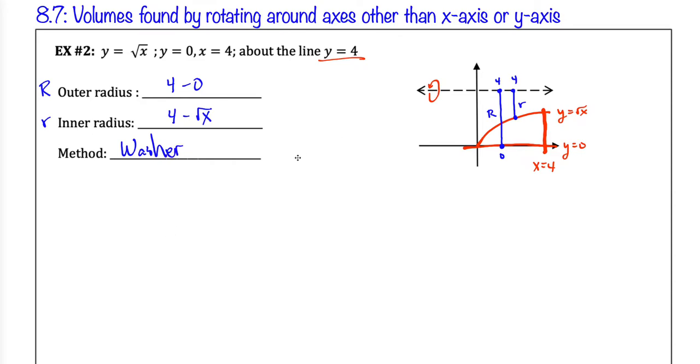Okay, so let's write the integral that would find this volume. So, actually we should call on somebody.